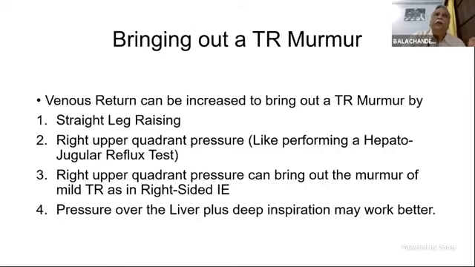Sometimes you may have to bring out a TR murmur either by straight leg raising or by a right upper quadrant pressure, like performing a hepatojugular reflex. And this can bring out the murmur. This is particularly useful in right-sided infective endocarditis where the murmur is not at all heard. And sometimes you may have to press over the liver with a deep inspiration. This can bring out a TR murmur if it is not heard. But of course, such a severe TR will usually be heard.